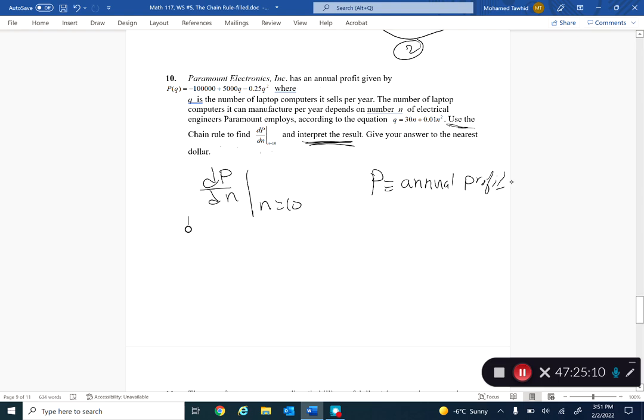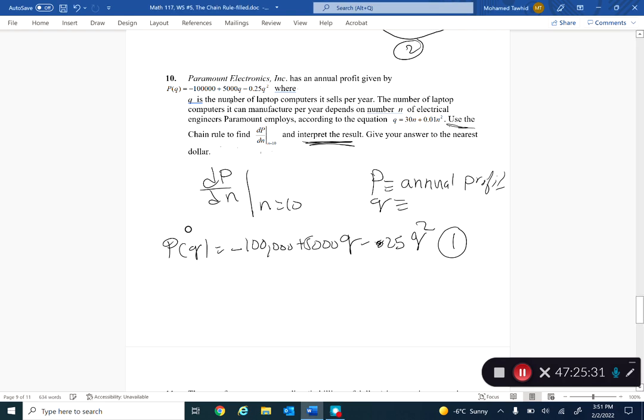They give you the equation already, which is P of Q equals minus 100,000 plus 5,000 Q minus 0.25 Q square. I call this equation 1. What is your Q, guys? Q here is given.